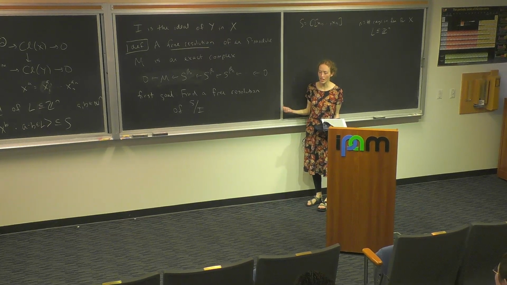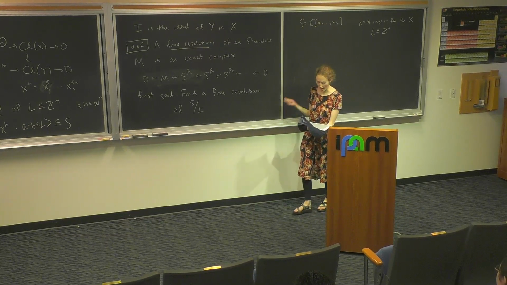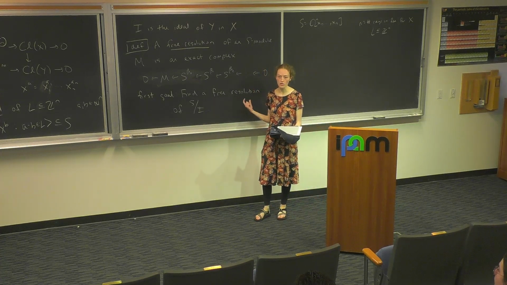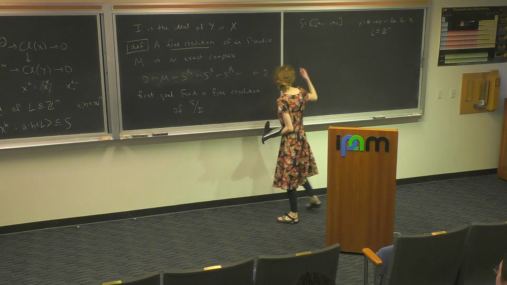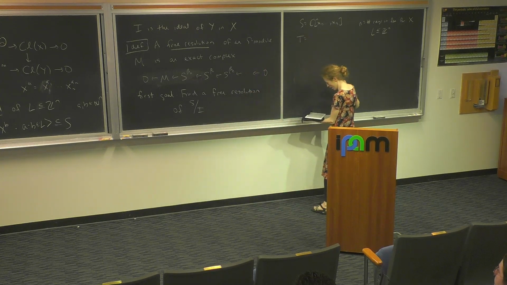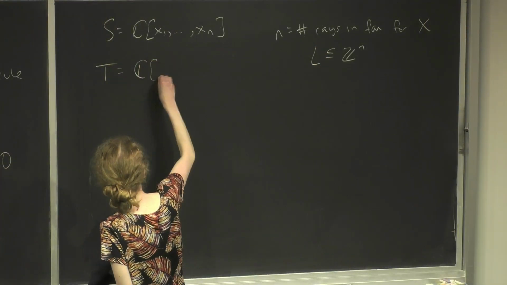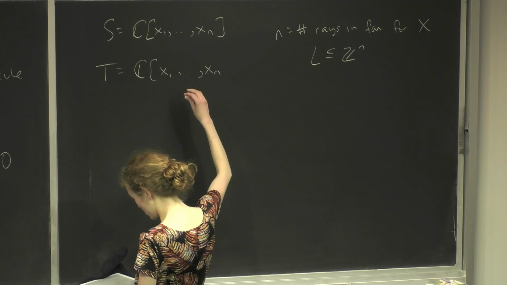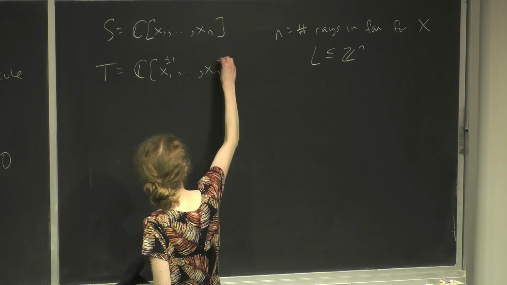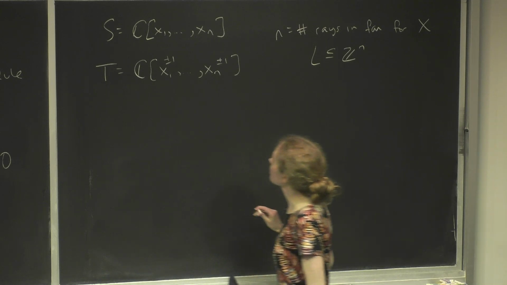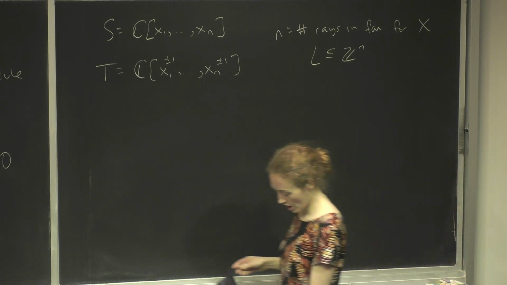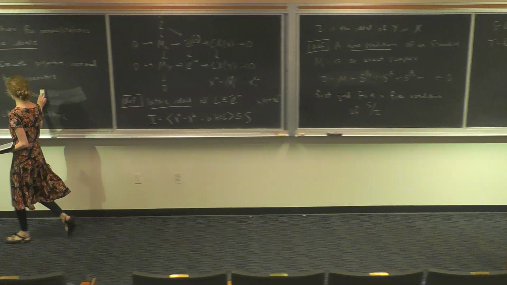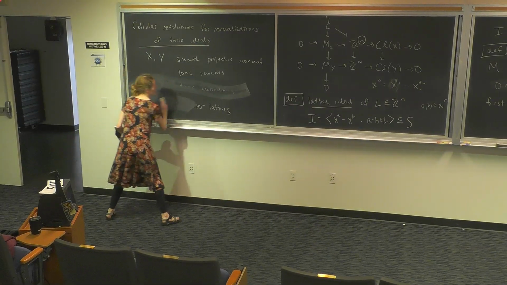OK, so there's kind of a trick to this. We're actually going to resolve something else first. Before we do this, we're going to use a resolution of another module to get a resolution of this. So we're going to need another ring. T is going to be the same variables, except we are going to invert all of the variables. So this is some Laurent monomials. And we're going to define a module over this ring, resolve it, and then use that to get a resolution of S mod I.